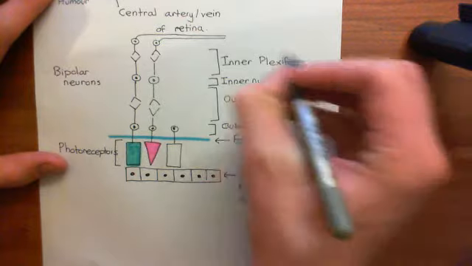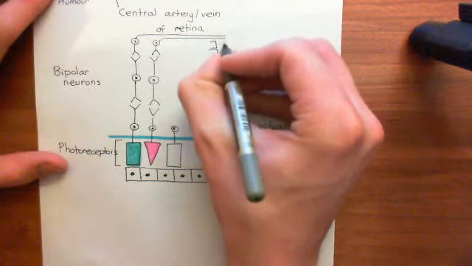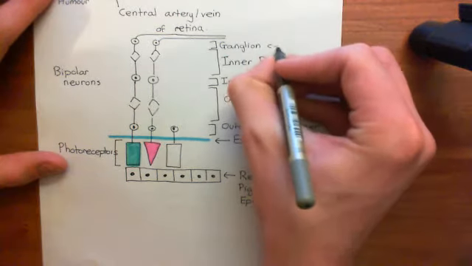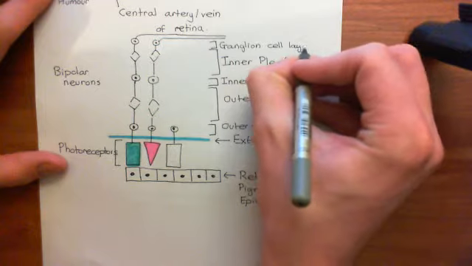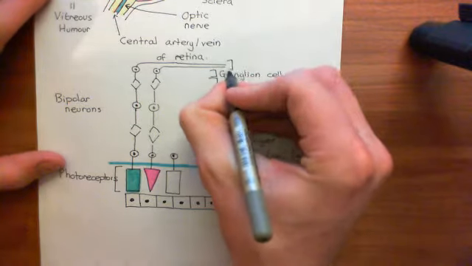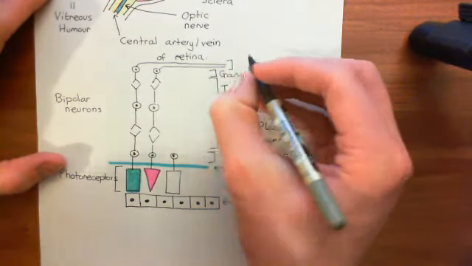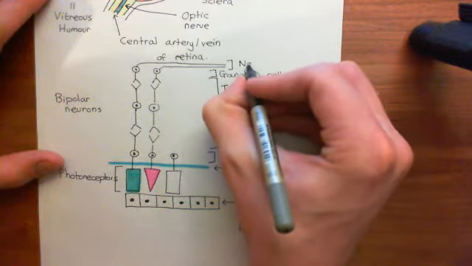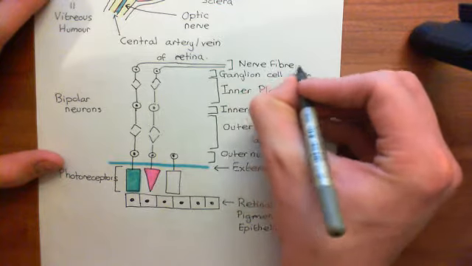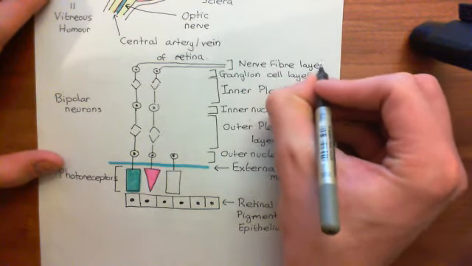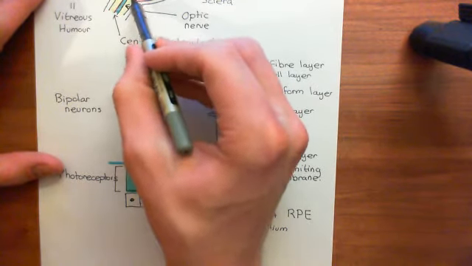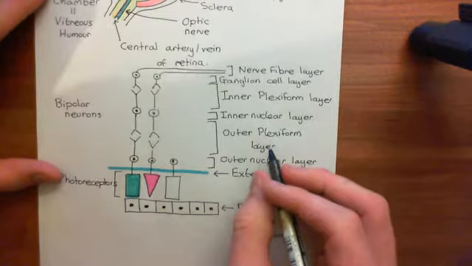And then, outside of the inner plexiform layer, you have the ganglion cell layer, where the ganglion cell bodies are present. Then outside of that, we have the axons of the ganglion cells up here. This layer is called the nerve fiber layer, because it contains loads and loads of axons of the ganglion cells. All of these axons will be heading towards the place where the optic nerve begins, which is known as the optic disc.